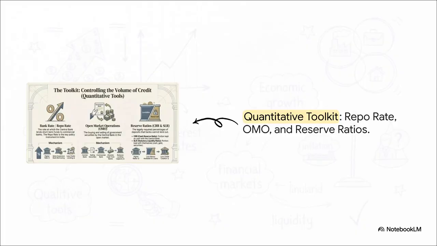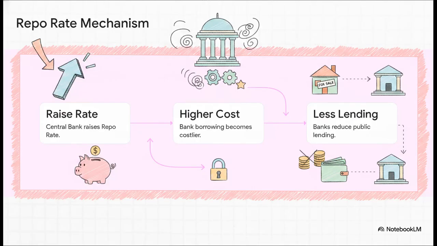The central bank relies heavily on three primary volume control instruments: the repo rate, open market operations, and reserve ratios. Each one of these is specifically designed to either flood the economy with liquidity or drain it right out. Let's break down exactly how these actually work in practice. First up is the repo rate.